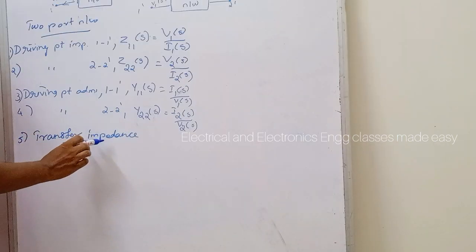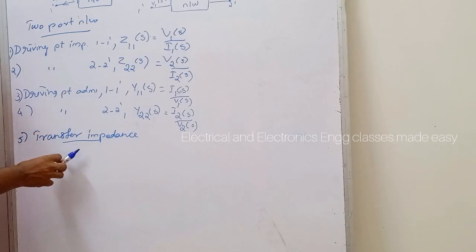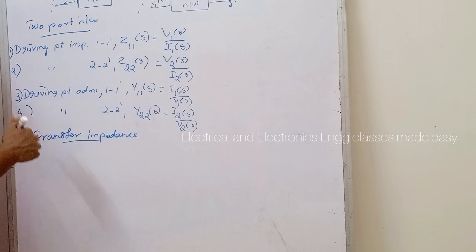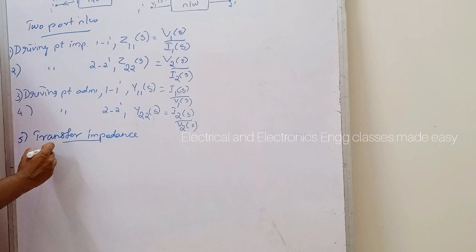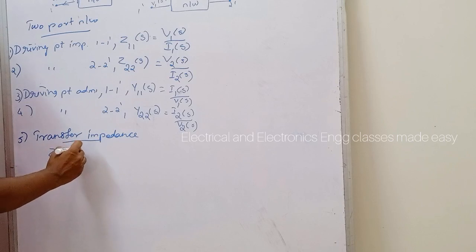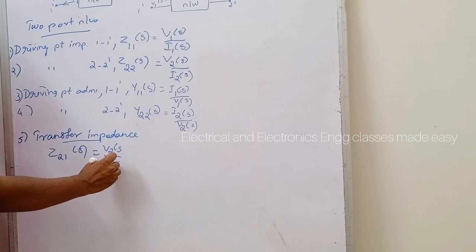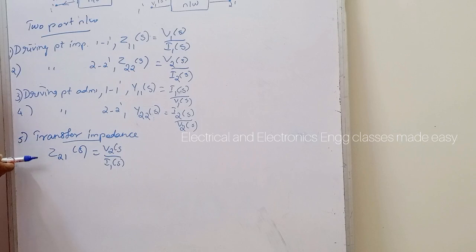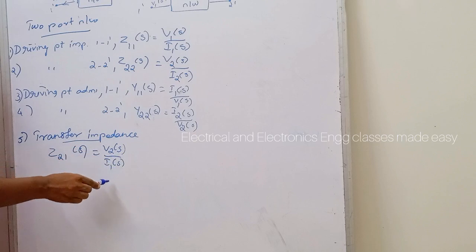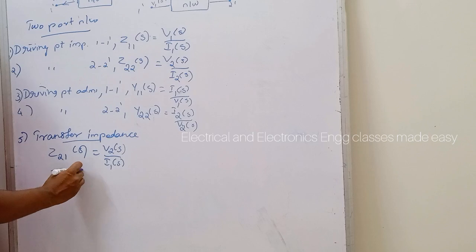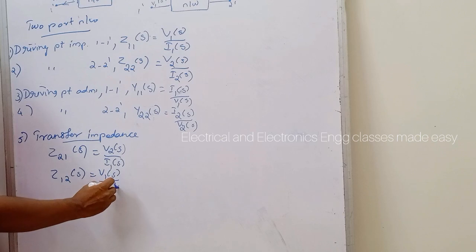Next is transfer impedance. It is defined as the ratio of the voltage transform at one port to the current transform at the other port. So we have Z21 of s equal to V2 of s divided by I1 of s. Similarly, we have Z12 of s equal to V1 of s divided by I2 of s.